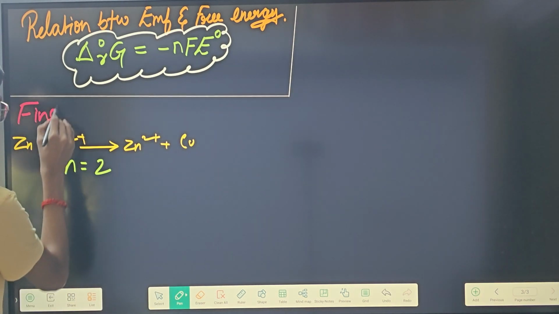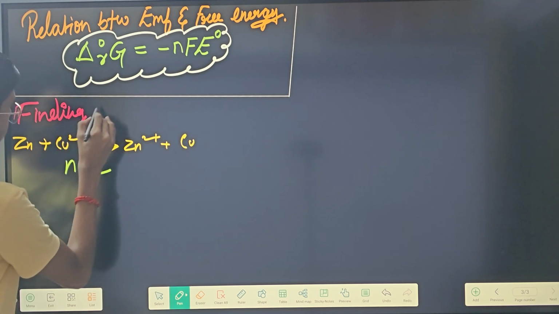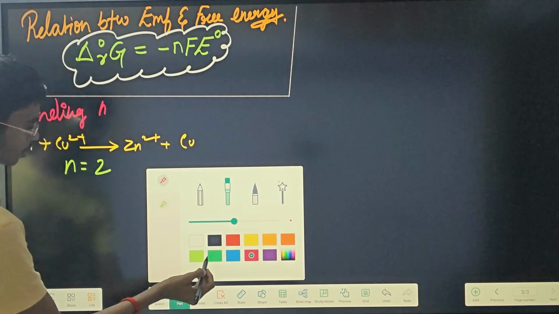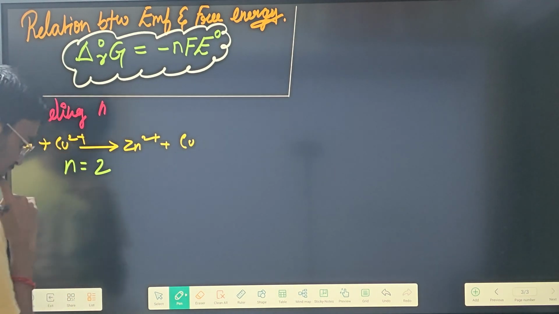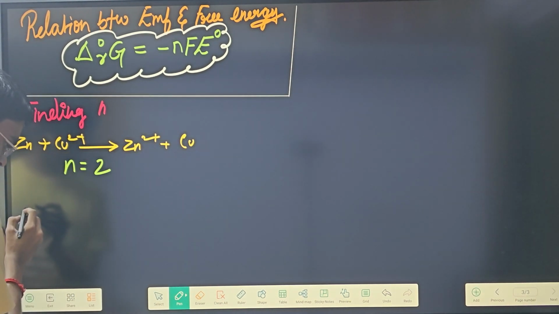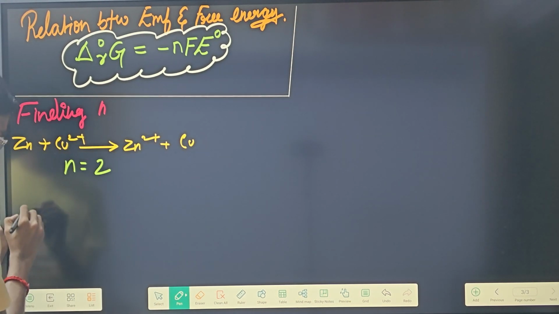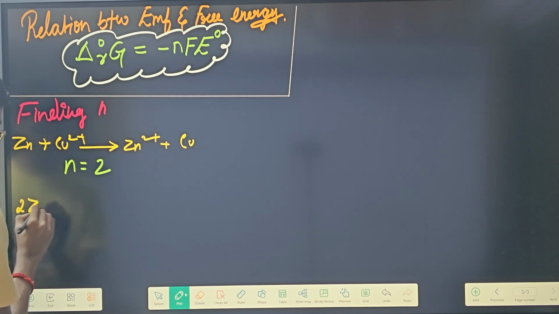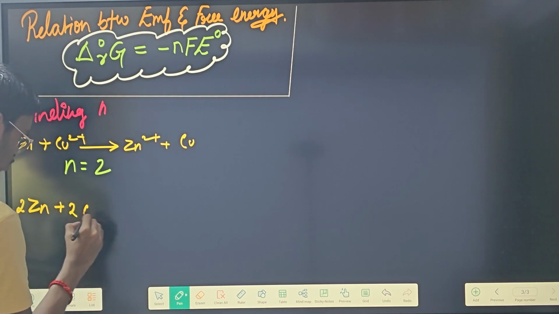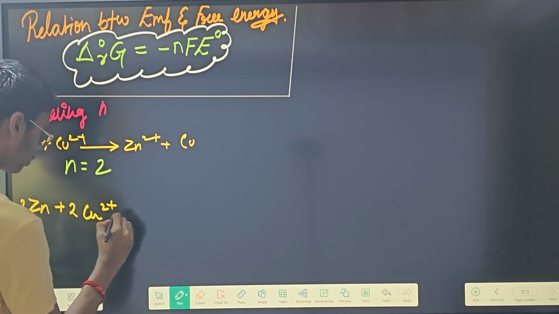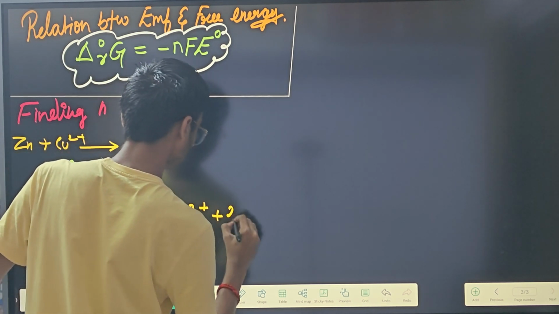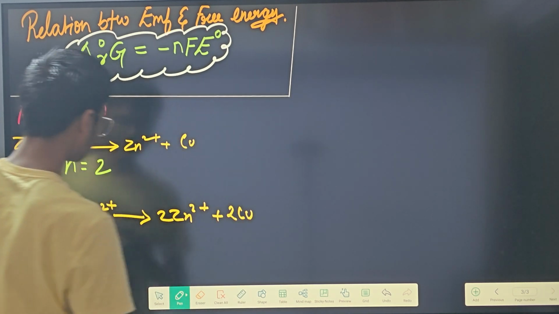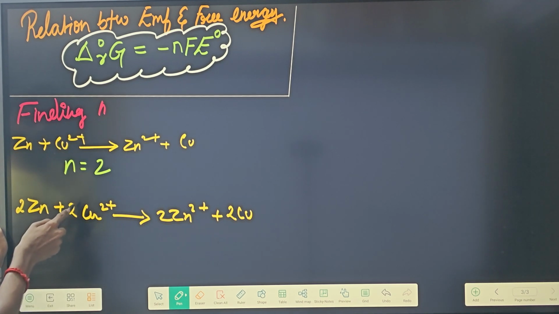Finding n. So how will we find n, for example, in the case of 2Zn plus 2Cu2+ giving 2Zn2+ plus 2Cu? In this case, totally how many Cu are there, that you have to count.